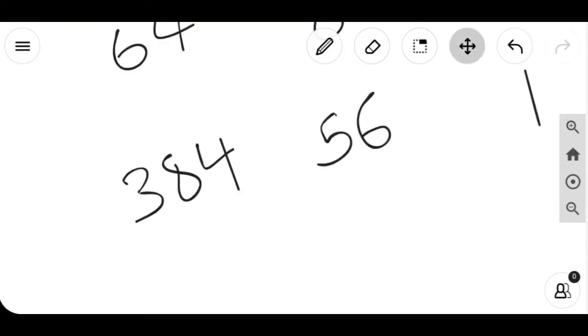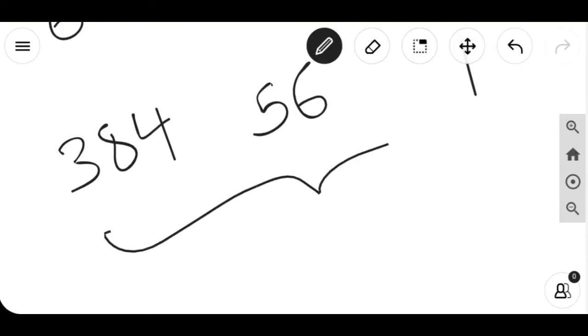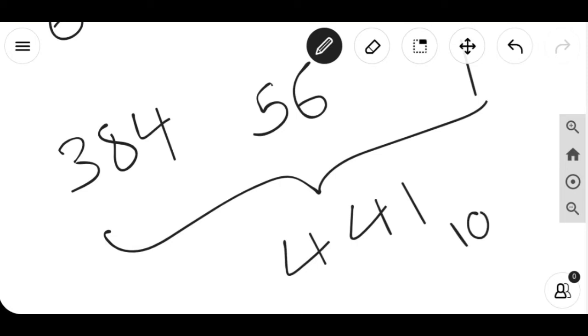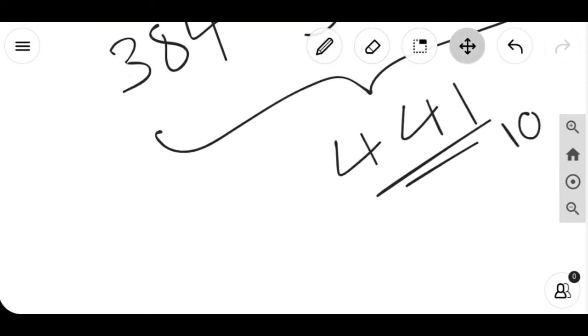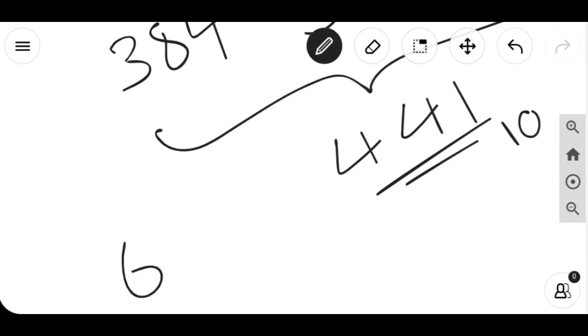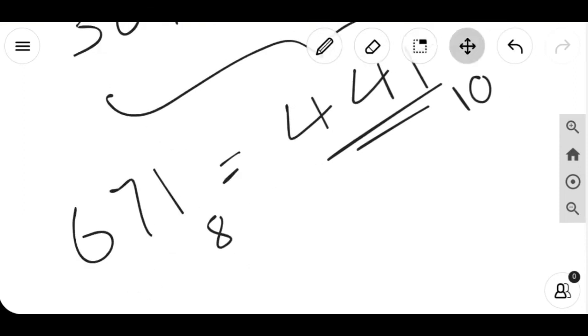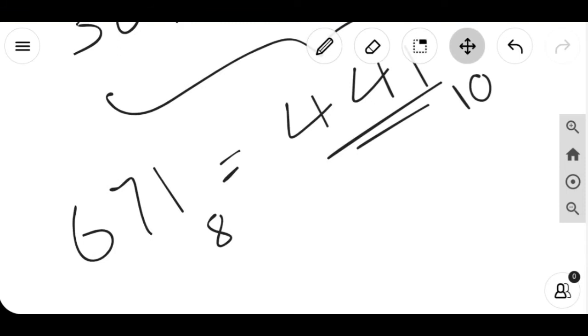Now we are going to add all of these numbers, and this will give the decimal equivalent of 671. So 384 plus 56 is 440, plus 1 is 441. So 441 to the base 10 is the decimal equivalent of 671 to the base 8. So that's how we find the decimal equivalent of an octal number.